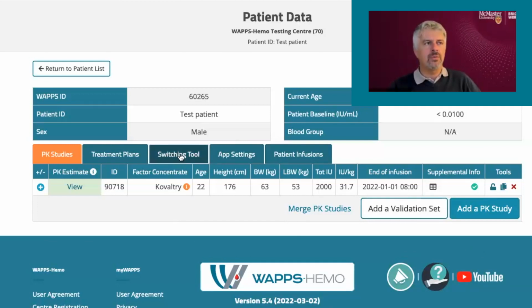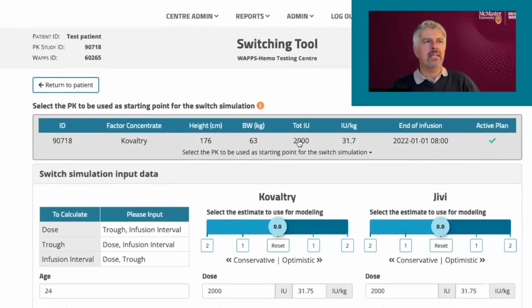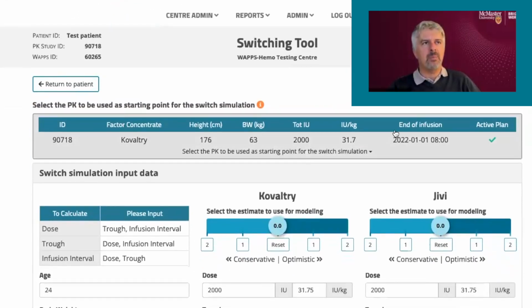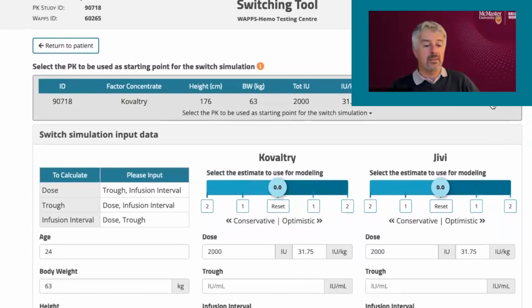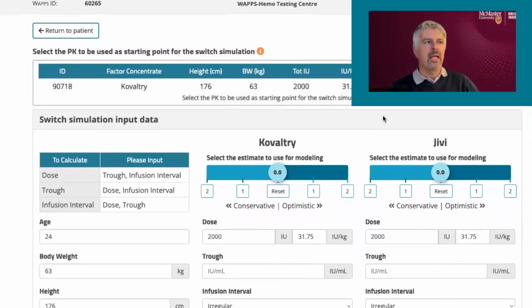If you click on the switching tool for a patient that has a profile, you will see that, again, there is a PK that is proposed to you, and it is the PK that is used in the treatment plan active for the patient. So this should usually be the one you want to use. The system gives you a chance of checking if there's any misunderstanding. In this case, the patient has only one PK, so we don't have anything to do.